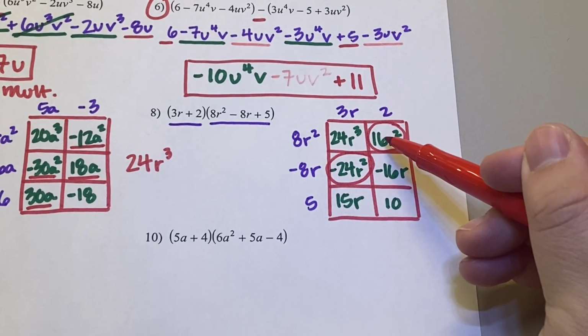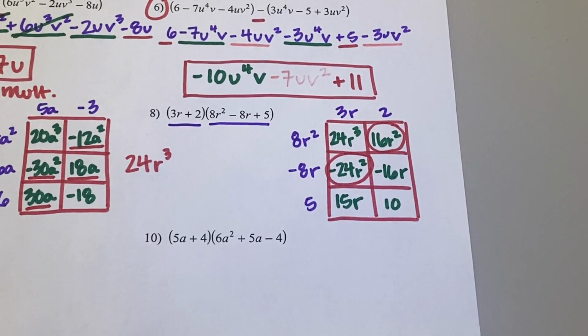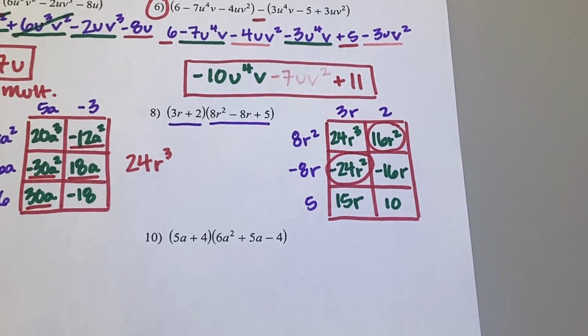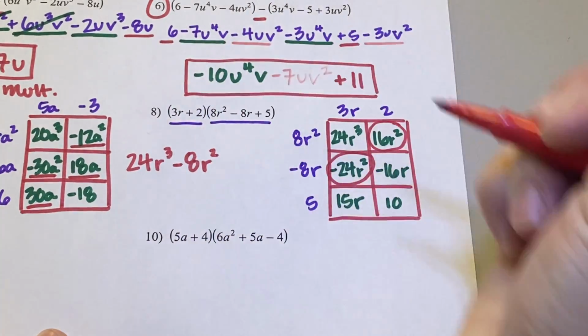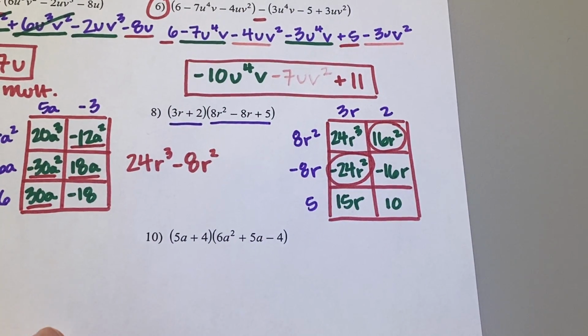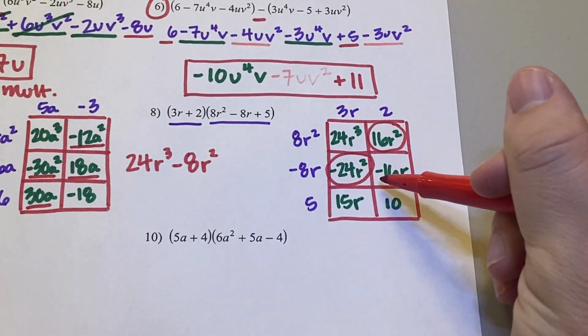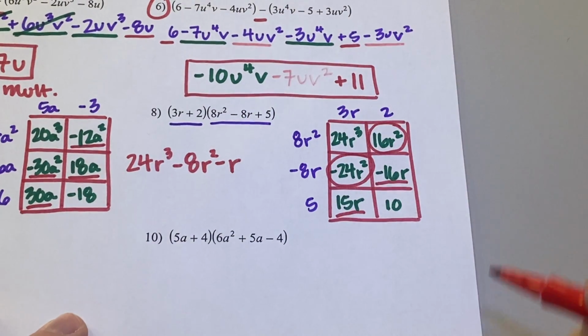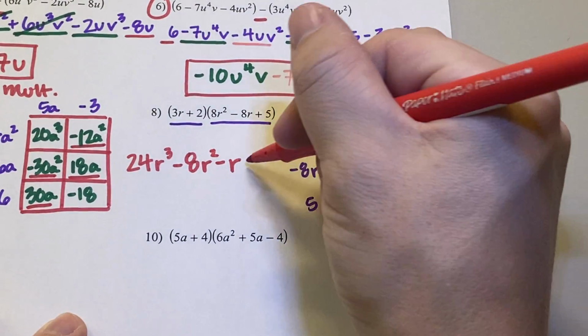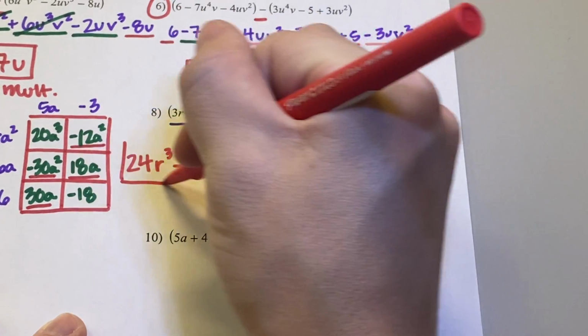Now let's go ahead and combine these guys. 16 minus 24. Somebody help me out. Negative 8. Thank you, Lily. We got negative 8r squared. Where are my other like terms I can combine? Negative 16r and 15r. Okay, what's negative 16 plus 15? Negative 1r, or just negative r. And then the 10, I can't combine him with anything, so plus 10 on the end.